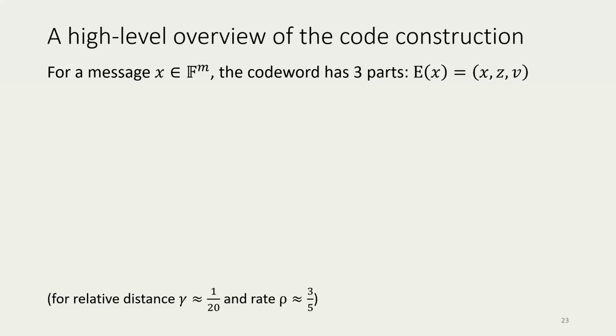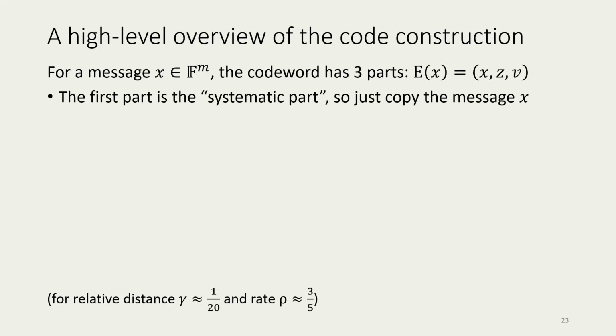So I'm going to just provide a high-level overview of how this code is constructed. For a message of length m, the code word has three parts. So it has x, z, and v. The first part is the so-called systematic part. It just copies the original message x.